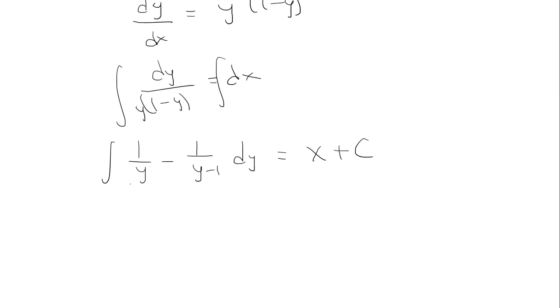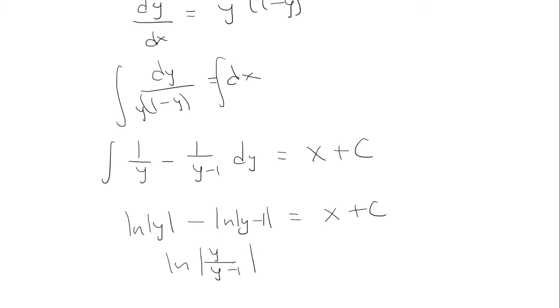You can use partial fraction decomposition for this, but this looks easy enough that hopefully you can do a little guess and check and come up with the answer. In the next step, we're going to integrate: 1/y is ln|y|, and 1/(y - 1) is ln|y - 1|. So that's going to equal x plus c. Now ln|y| minus ln|y - 1| is just ln|y/(y - 1)|.